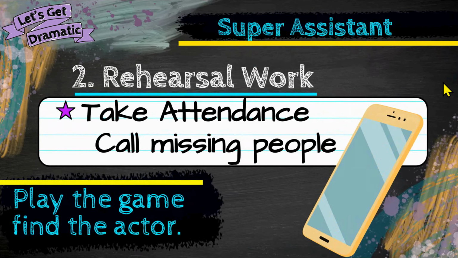Then we have our second thing under rehearsal work, which is taking attendance and calling the missing people. Once we have our stage taped out, we have the actors coming in. I usually make sure that they take their own attendance, but if it's a smaller cast, you can take the attendance when they're walking in because you'll see everybody. And then if someone is missing when you start rehearsals, the director usually starts rehearsals and you go call those missing people. Play the game, find the actor.